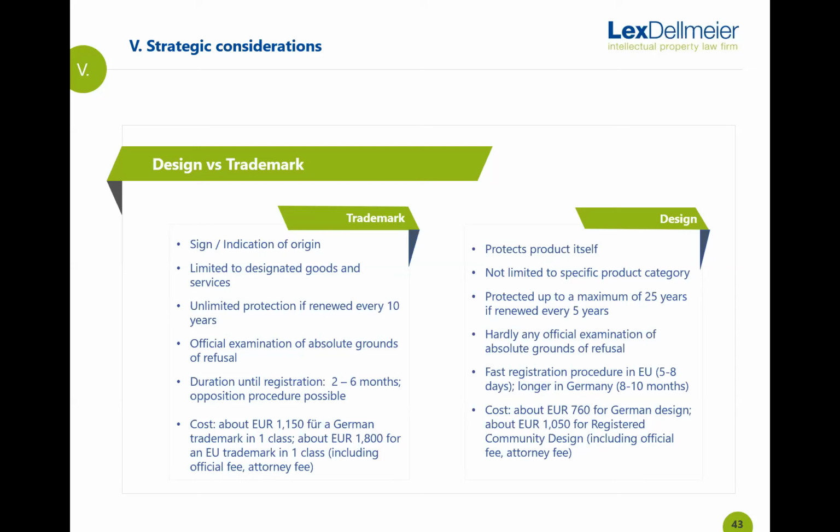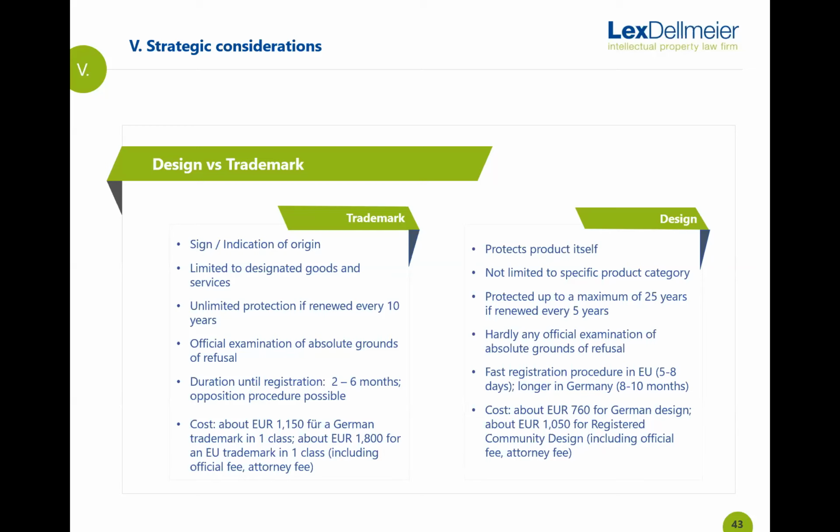A trademark application process up to registration takes about 2 to 6 months. And design applications, at least in the EU, are far faster. We heard that you can obtain a design right after 5 to 8 days. And in Germany, it takes longer, about 6 to 10 months.